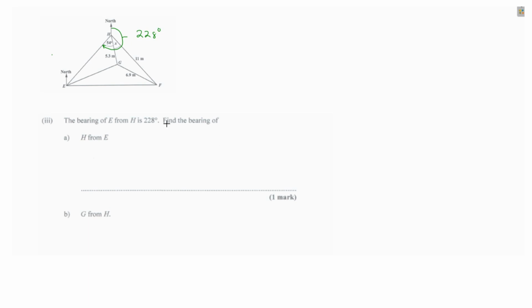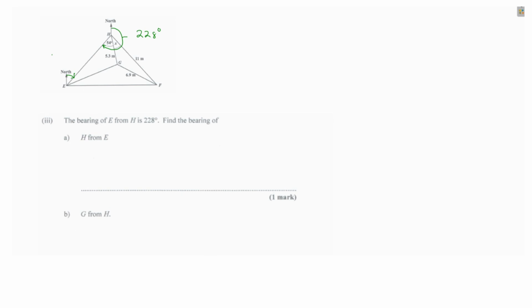So we want to find the bearing now of H from E. So we are standing at E here, and we want the bearing of H, which is going to be all of this angle here. Bearing of H from E. Bearing is measured from north in a clockwise direction, so we want this angle here.